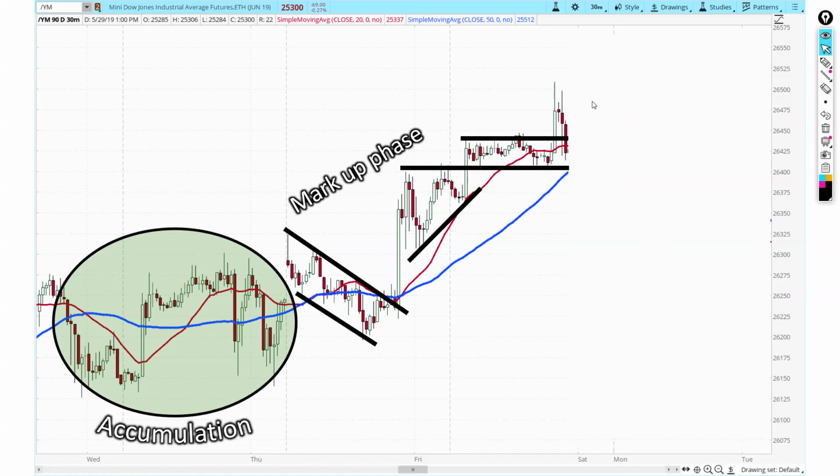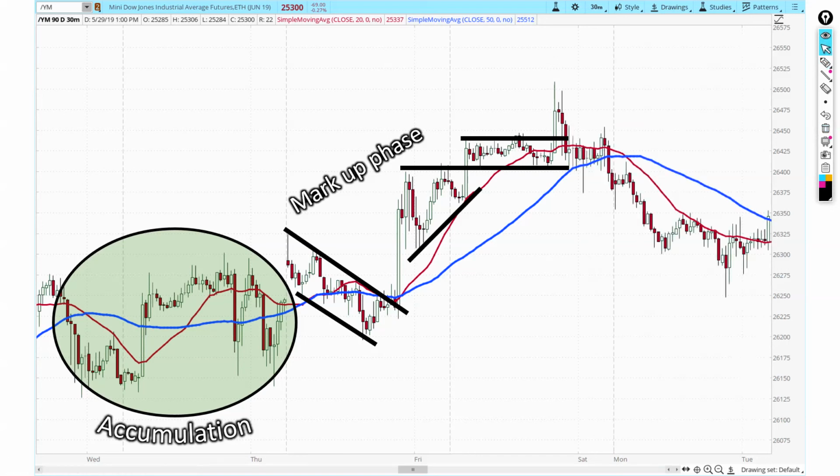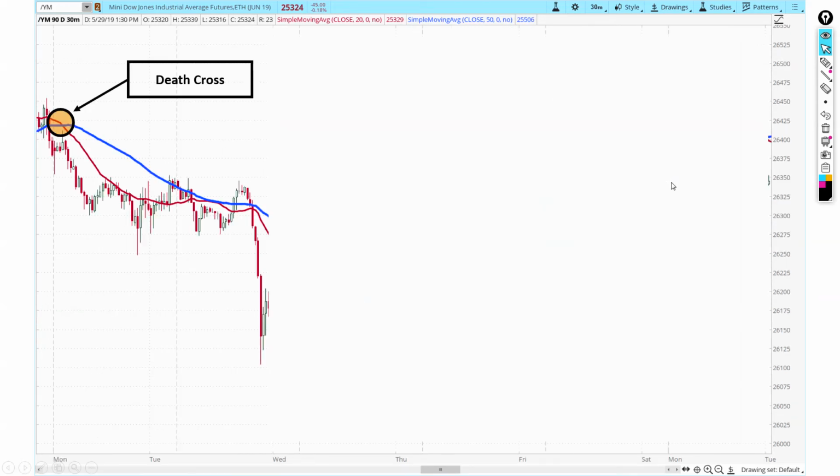Okay, so continuing to the next phase, of course, after distribution there'll be a markdown phase. The markdown phase is pretty obvious when the short-term moving average, which is the red color line, crosses below the long-term moving average right here. All right, it crosses down, and the long-term moving average is also sloping downwards, which means a new downtrend has been initiated, and of course we call this a markdown phase, right? So let's continue with what is more likely to happen right here.